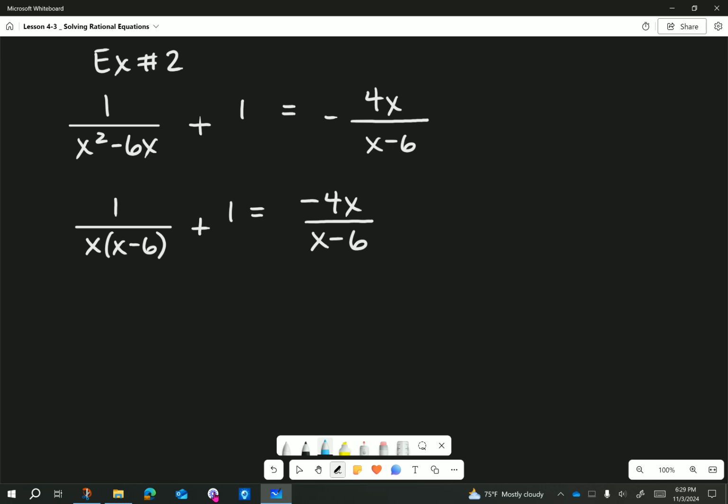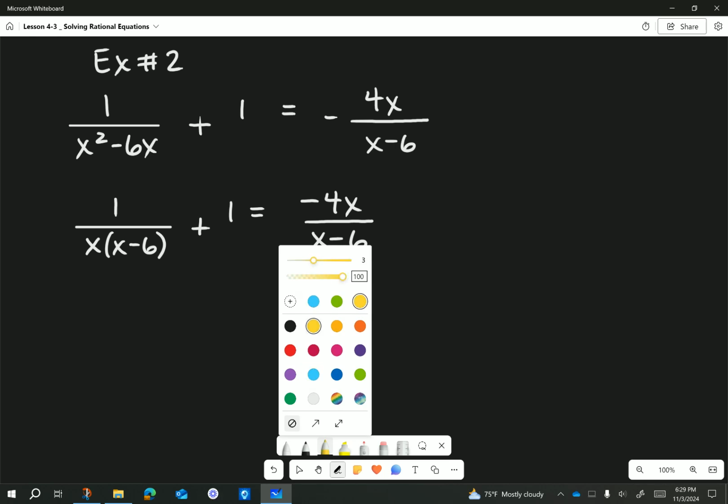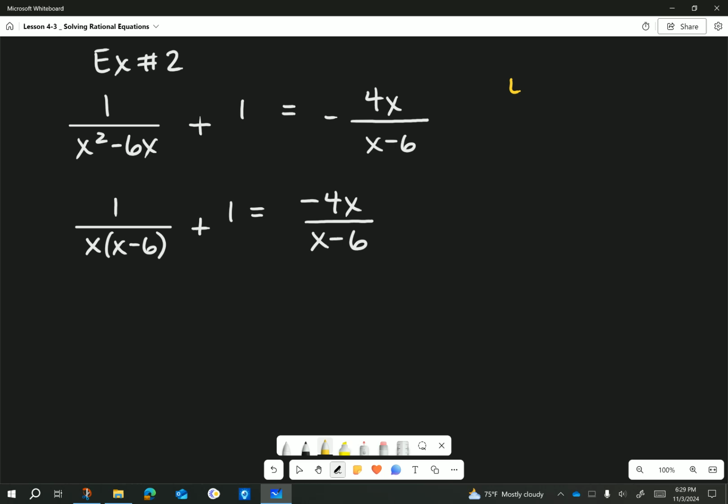Step number 2, let us mimic what we did last time and just use yellow to write out our LCD. So LCD is the listing of all your denominator factors. So this is a denominator factor. This is a denominator factor. This is just an invisible one. It doesn't help. This is a denominator factor. I'm going to write them out without any repetition. So x and an x minus 6 are my LCD factors.